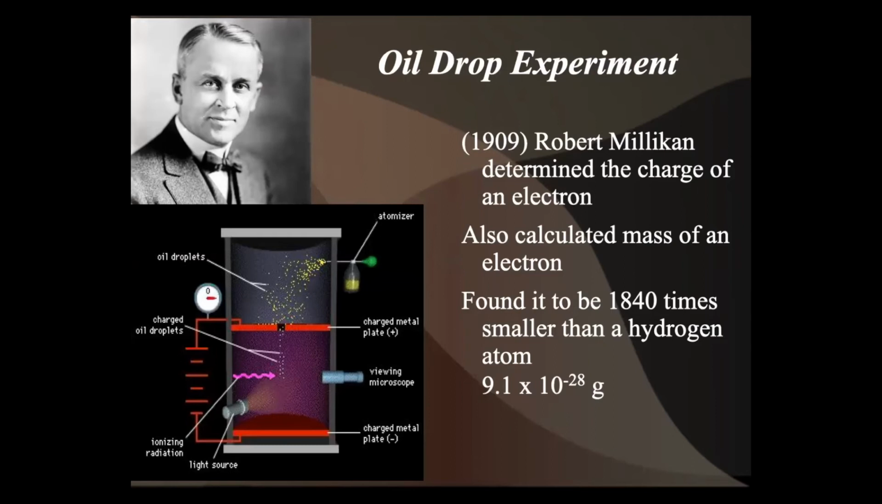So about 10 years later, after J.J. Thomson named the electron, Robert Millikan did experiments to further understand the mass of the electron and the charge of the electron. And so what he did is he got an exact measurement of the charge of the electron. He also got an exact measurement for the mass of the electron. So Thomson got a ratio of the two.